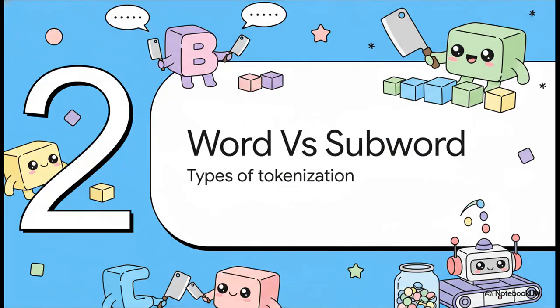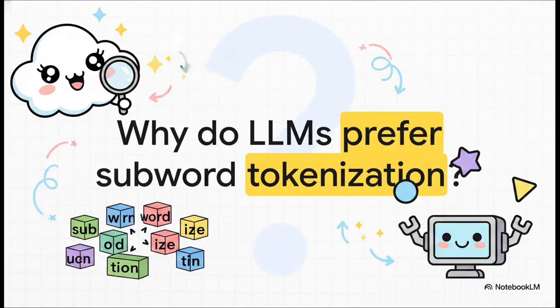Section 2. Word versus subword tokenization. Now let's explore exactly how we chop those words up. This next one is a classic architectural trade-off question. The interviewer asks, why do modern LLMs prefer subword tokenization over word level? What they're looking for here is your ability to explain how we balance vocabulary size with flexibility.